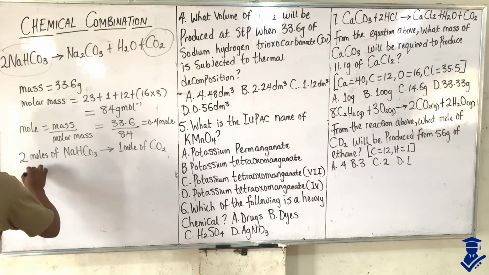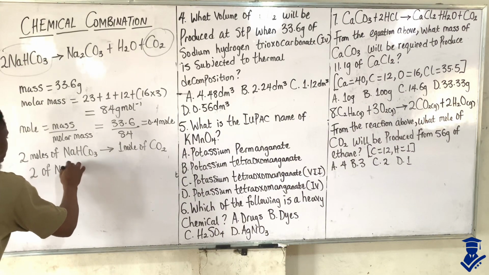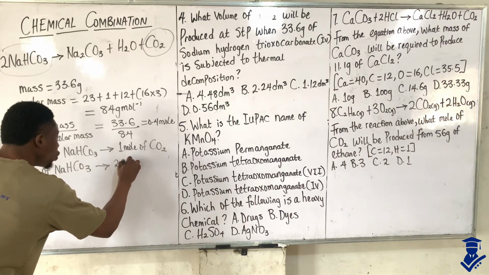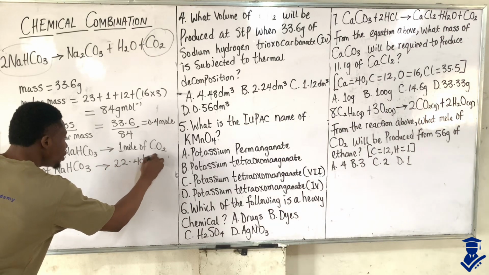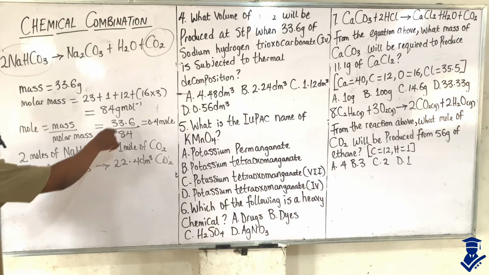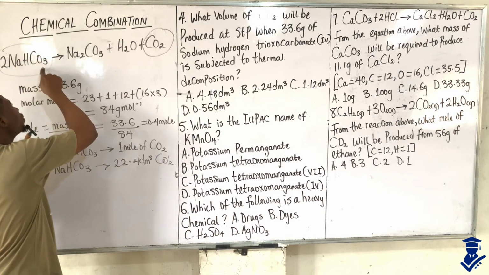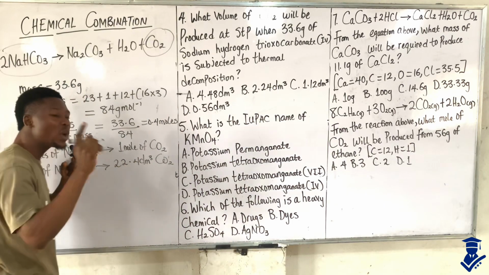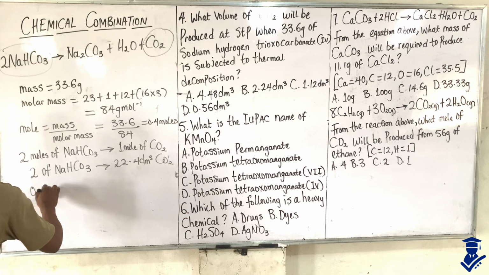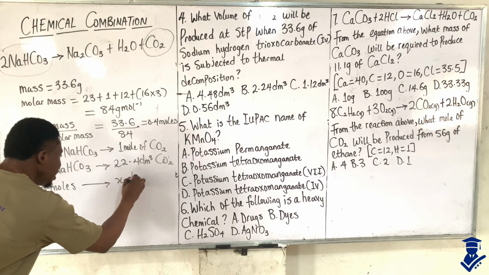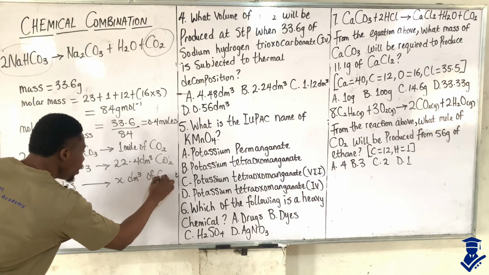So it means that 2 moles of this is going to produce 1 times 22.4, that's 22.4 dm³ of CO2. Now we know that the mole of sodium hydrogen trioxocarbonate(IV) is 0.4 moles. So 0.4 moles will produce x dm³ of CO2.